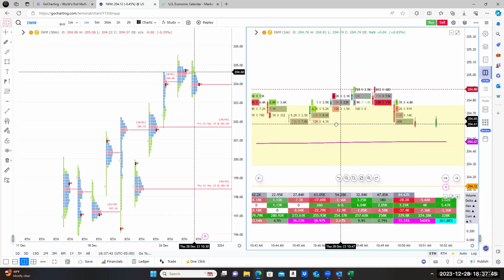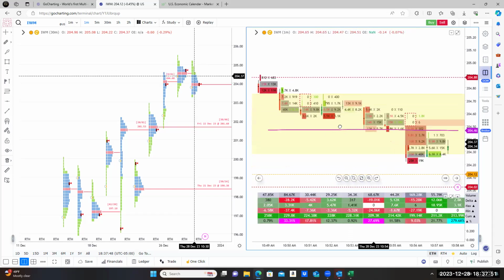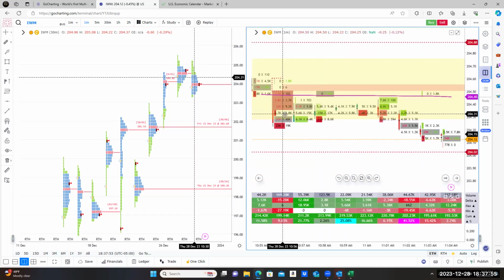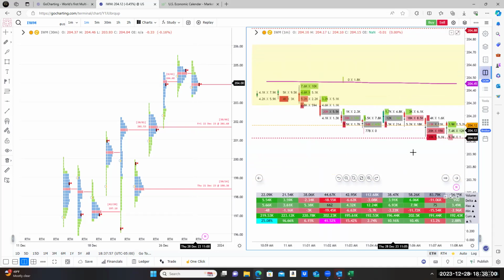Okay. Looks like we tried it again. Stops get activated there or get hit, and then we drop more. Stops get hit there, and we drop more. This was a monster one here. Stops got hit there, dropped.